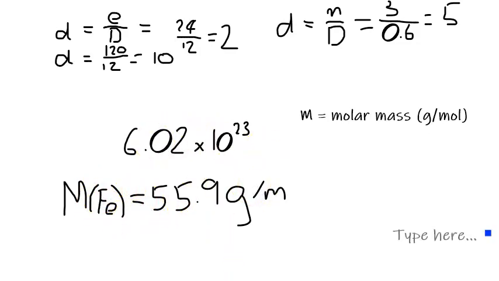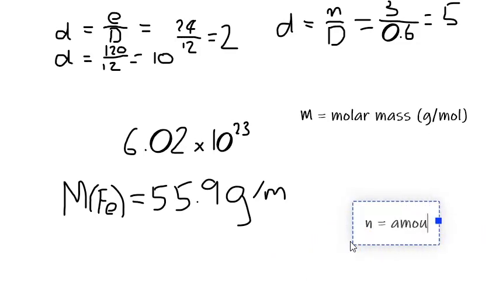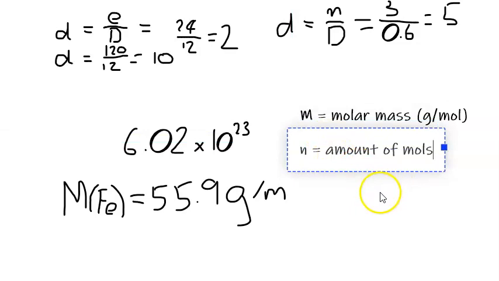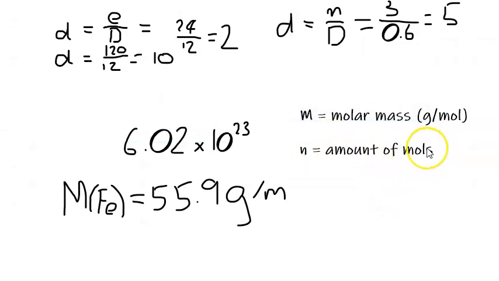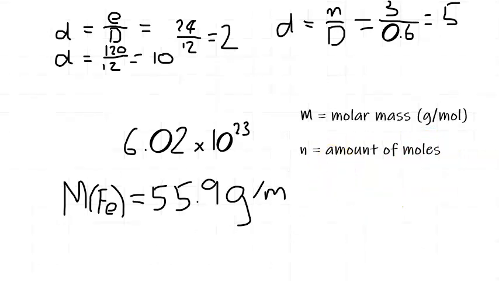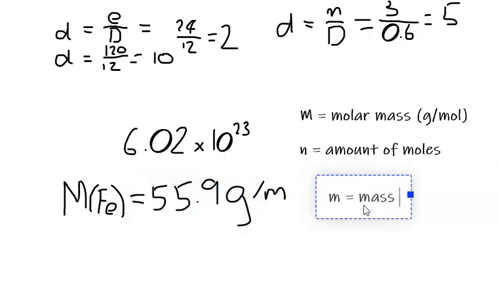So I'll just define some more variables. We've got n equals the amount of moles, like the number of dozen. Often this is abbreviated to just mol. We'll say amount of moles. And then lower case m is the mass of our substance, which we would measure in grams.